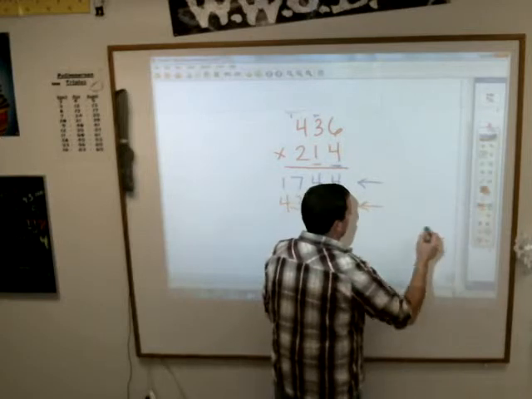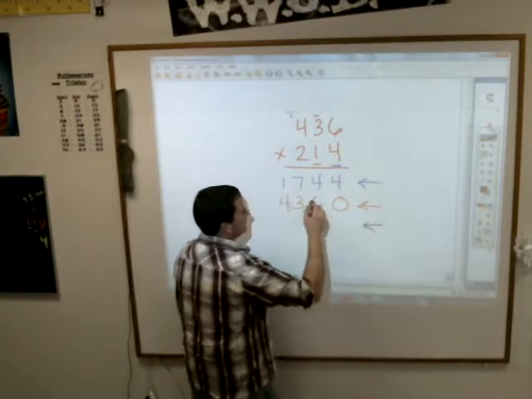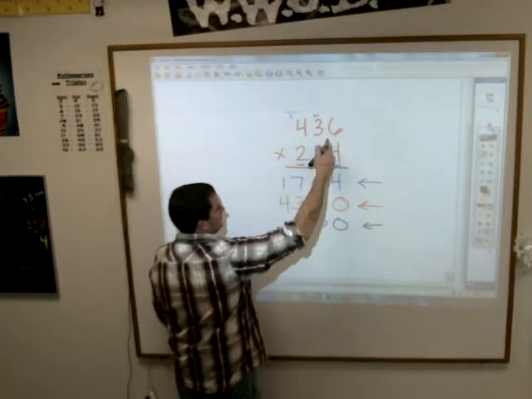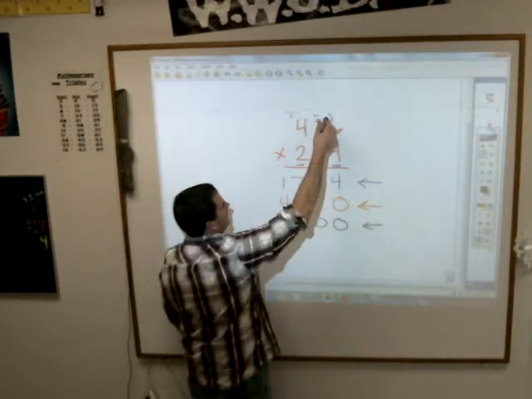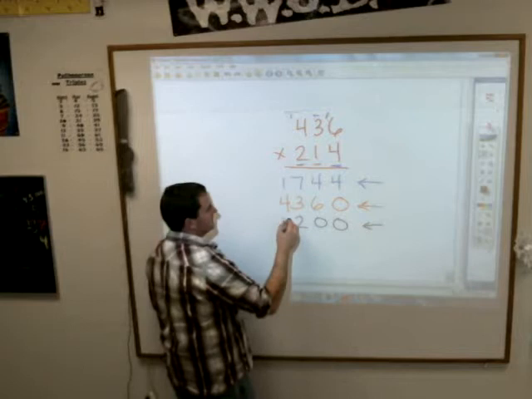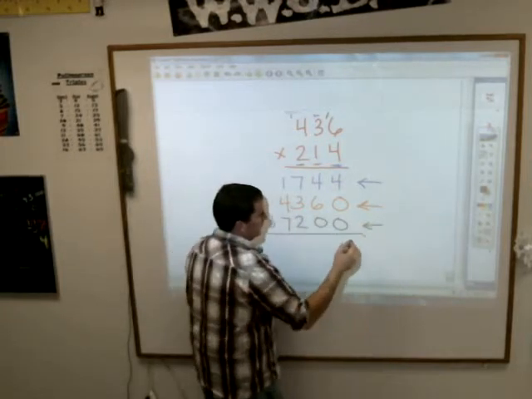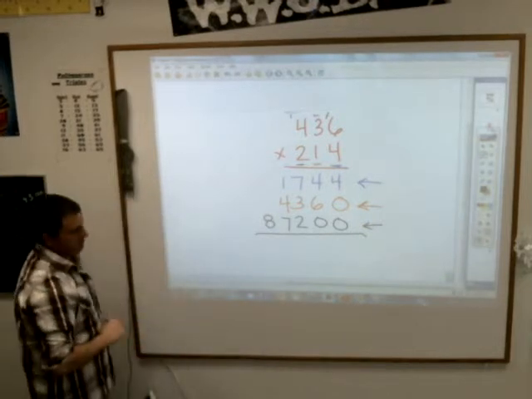And then the last row, when you get to the hundreds place, this 2, you have to start with 2 zeros. 2 times 6 is 12. Carry the 1. 2 times 3 is 6 plus 1 is 7. 2 times 4 is 8. How many people got the third row right?